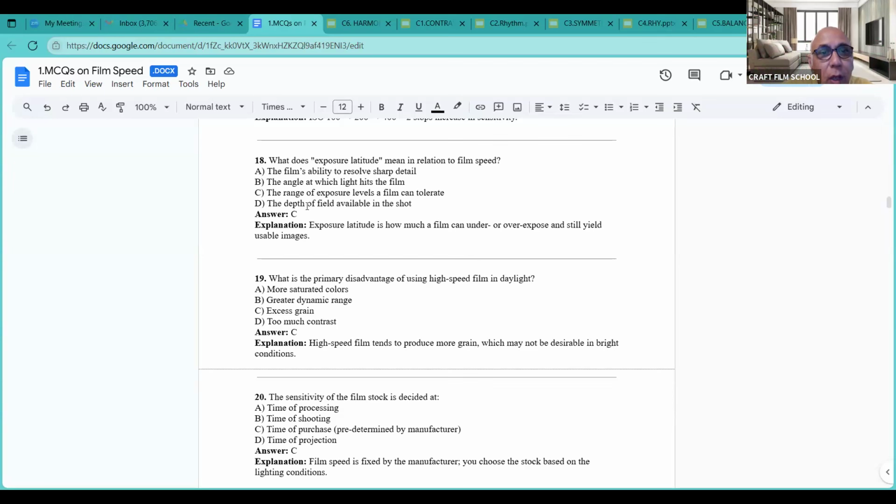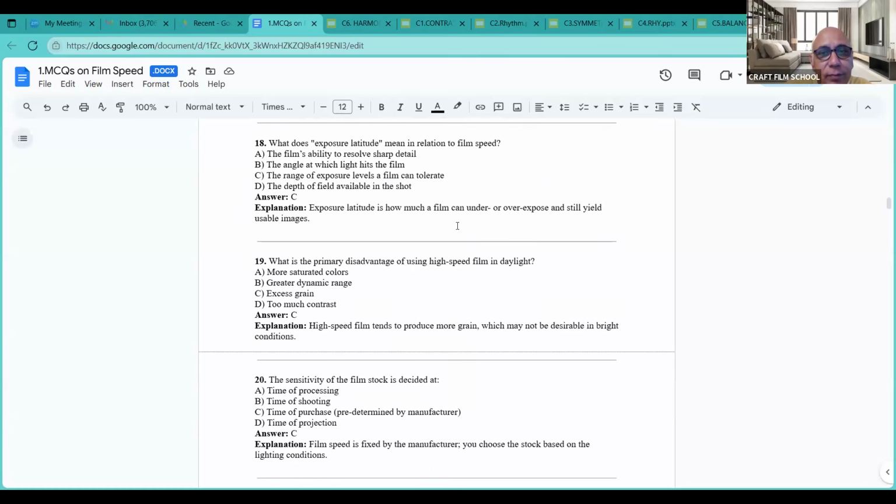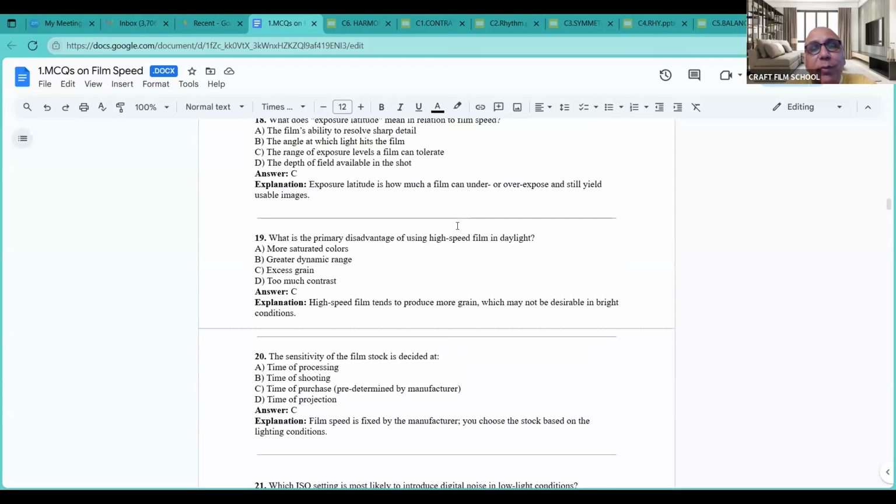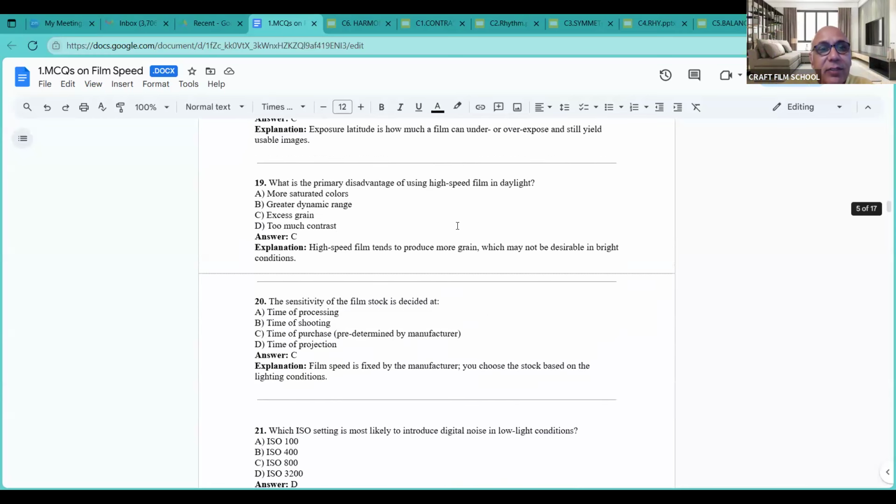And the depth of field available in the shot has nothing to do with that, because that is a different thing which we discussed yesterday. Here it has to do with the range of exposure. They have used the words usable image, but actually it is the detail in the highlight as well as shadow area. In technical terms it is detail, but here they have used layman's language.